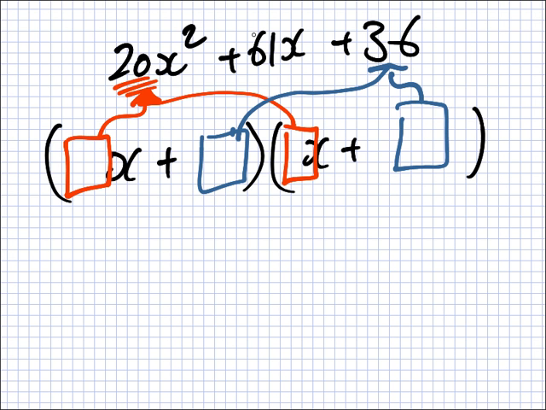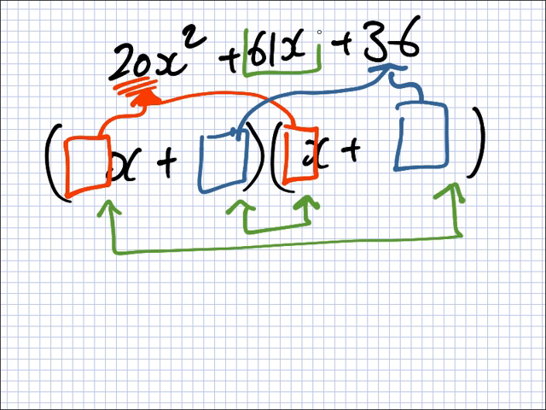But how do we get the 61? Well, we get it by doing this. We do an outer multiplication plus the inner multiplication. That has to make 61. Now, there's so many possibilities here. Let's just try one and see what happens. So, you don't write this down until we know it works.